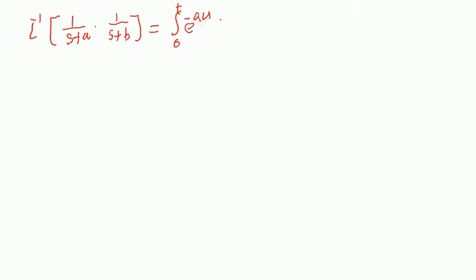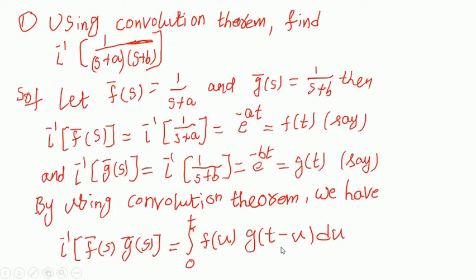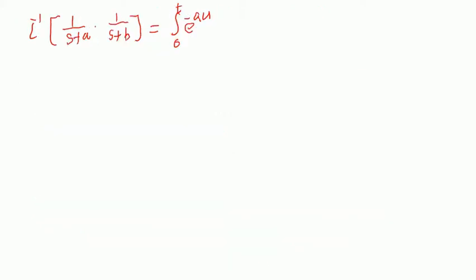Next what do you want? We want g of t minus u. So g of t minus u means just in the place of t you can write t minus u, then you can get g of t minus u value. What is the g of t value? E power minus bt. In the place of t you can write t minus u, right? What happened? E power minus b into t minus u into what is there? Du.